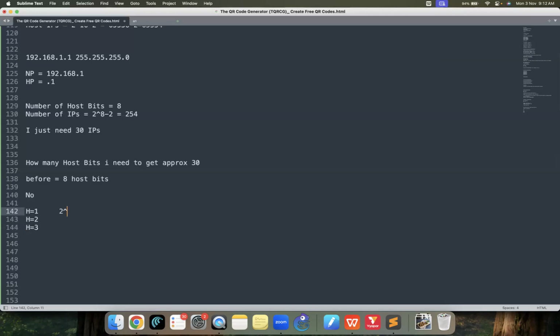The formula for the number of IPs is 2 to the power of h minus 2. With h equal to 1, 2 to the power of 1 minus 2 gives 0. With 2 to the power of 2 minus 2, it is not possible. With 2 to the power of 3 minus 2, we get 6. So h is equal to 3 gives 6.